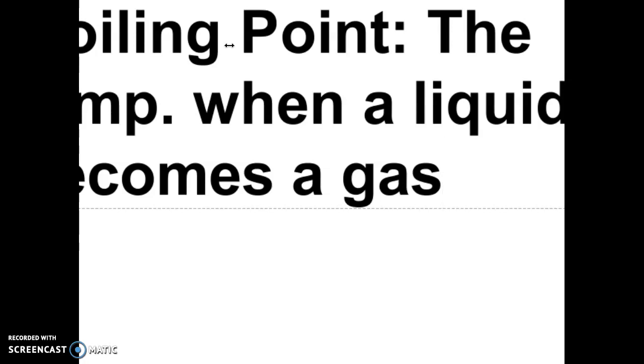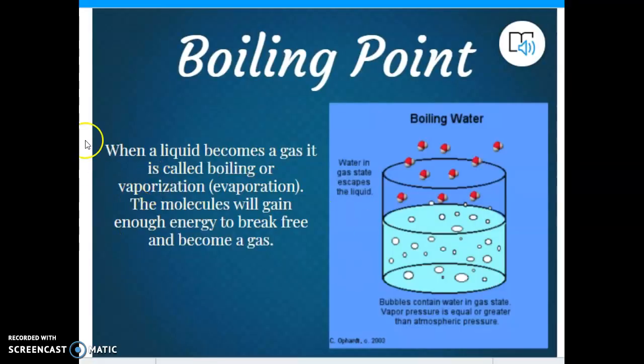So we need to use the correct term in the correct context. But boiling point and evaporation are very similar. That is the point when a liquid turns from a liquid to a gas. So again, you don't have to write everything down here. You really just want to break down boiling point into something that you understand.